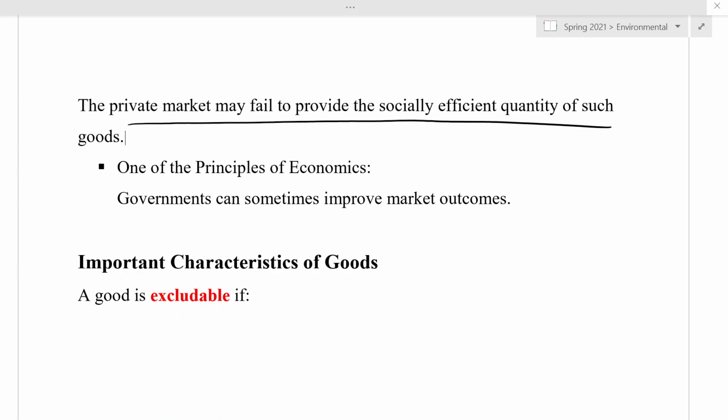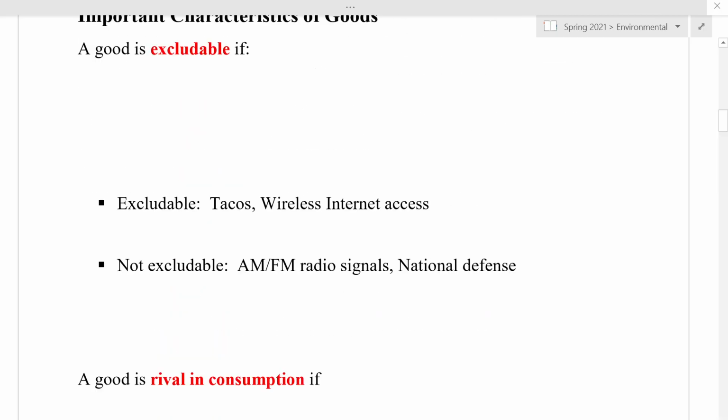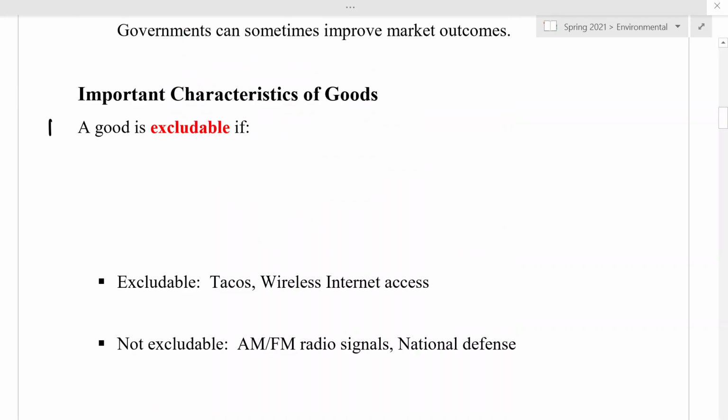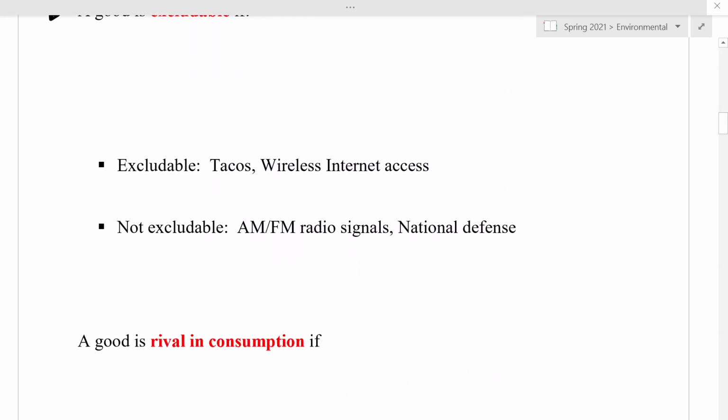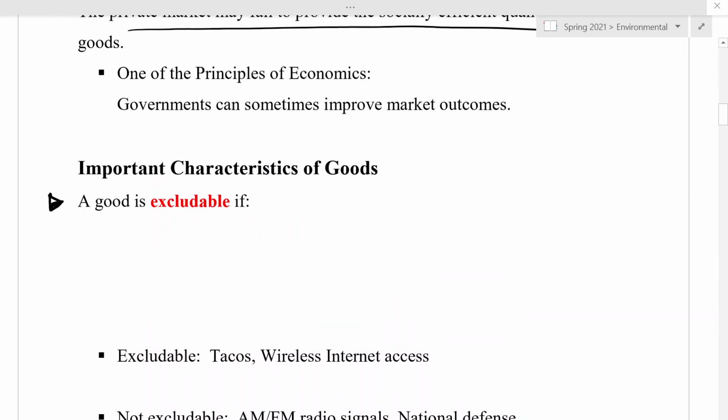Okay, so that's a general overview. What we're going to look at here is to characterize goods into two general categories: whether or not a good is excludable and whether or not a good is rival in consumption. A good is excludable if a person can be prevented from using it.